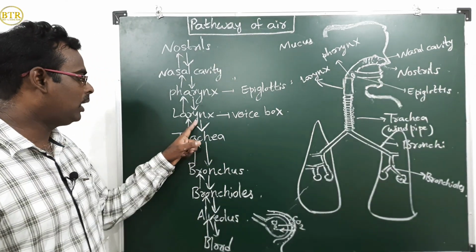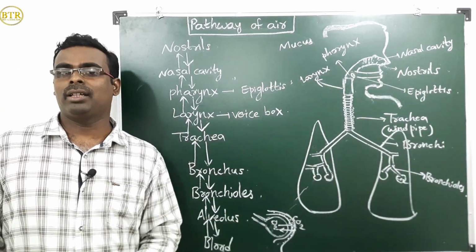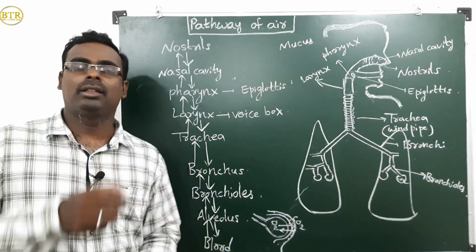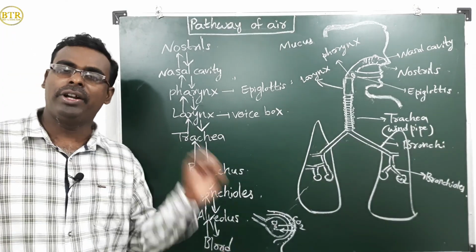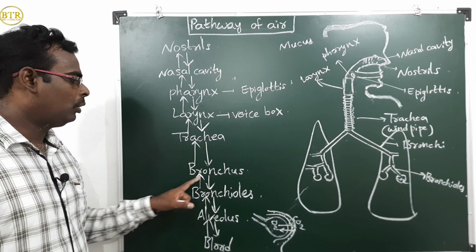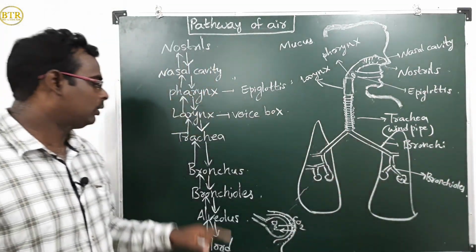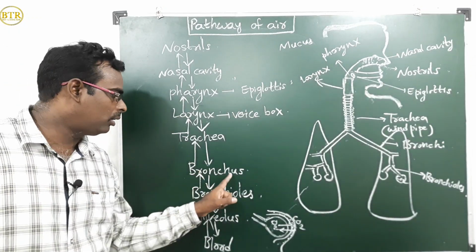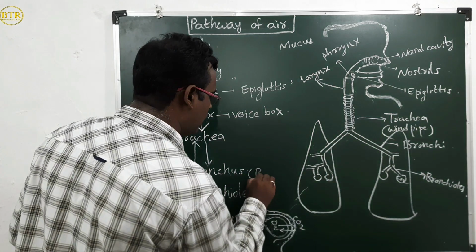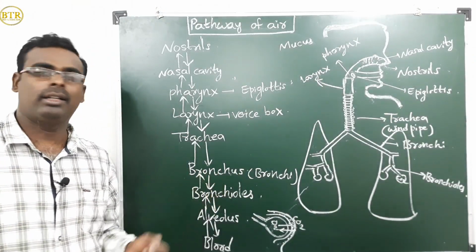Next, the larynx opens into a tube-like structure called the trachea. If you keep your hand on your neck, you can feel the tube-like structure called the trachea or windpipe. Next, the trachea opens into two branches. The end part of the trachea divides into two branches, and each branch is called a bronchus. Two branches together are called bronchi. Bronchi is the plural, bronchus is the singular.